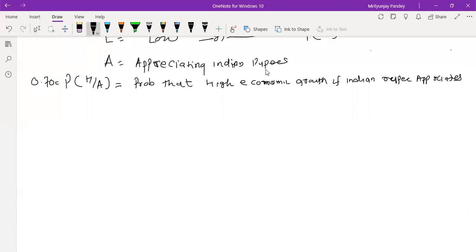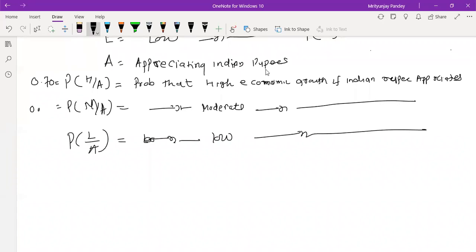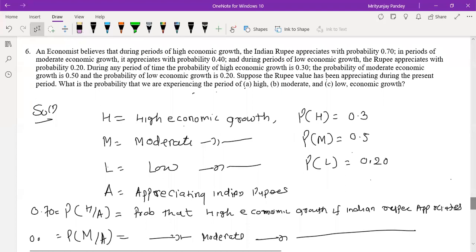0.7. Next value, that is P of M by A, right? Yes, sir. So instead of high, here I just write moderate, the rest of the sentence is the same, and everything else as it is, and for low also the whole sentence is the same. This is P of L by A, right? Yes, sir. Now tell me the answer of the first part and second part. In a period of moderate economic growth, it appreciates with probability 0.4. So for moderate it is 0.4 and for low it is 0.2.